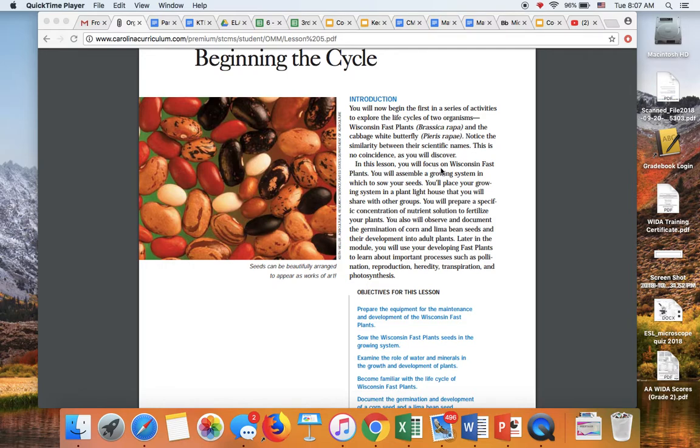In this lesson, you will focus on Wisconsin fast plants. You will assemble a growing system in which to sow your plants. You'll place your growing system in a plant lighthouse that you will share with other groups. You will prepare a specific concentration of nutrient solution to fertilize your plants. You also will observe and document the germination of corn and lima bean seeds and the development into adult plants.